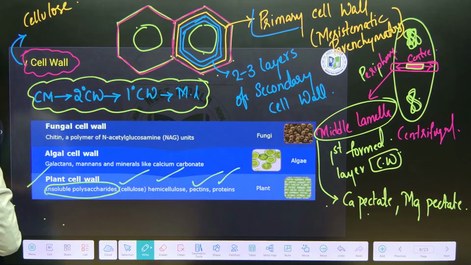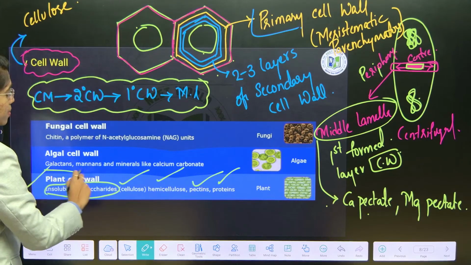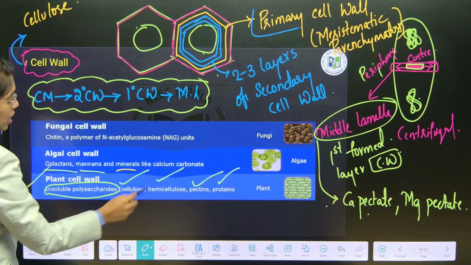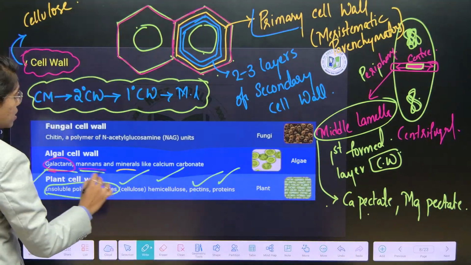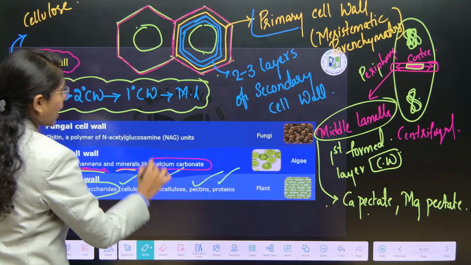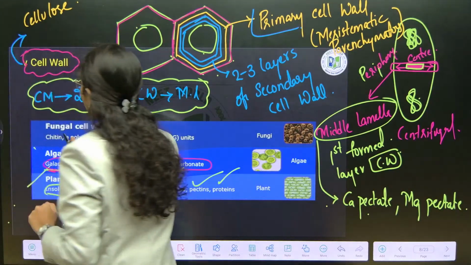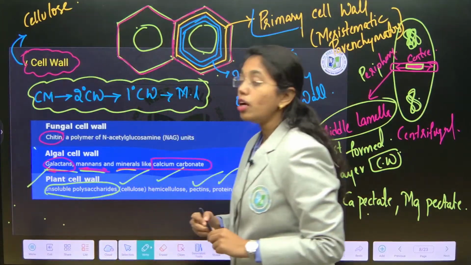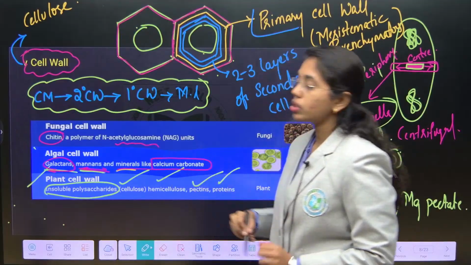Algal cell wall is composed of galactans, mannans, and minerals like calcium carbonate. Fungal cell wall is composed of chitin, which is a polymer of the monomer N-acetyl glucosamine units.